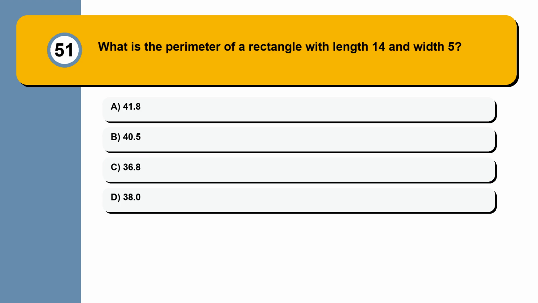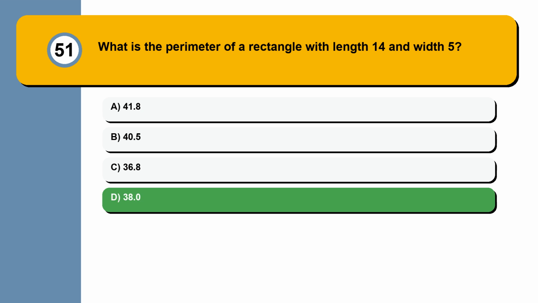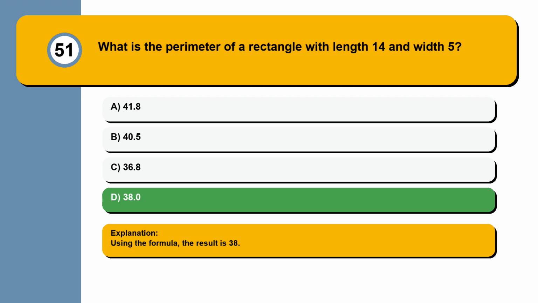Question 51. What is the perimeter of a rectangle with length 14 and width 5? 41.8, 40.5, 36.8, 38.0. Using the formula, the result is 38.